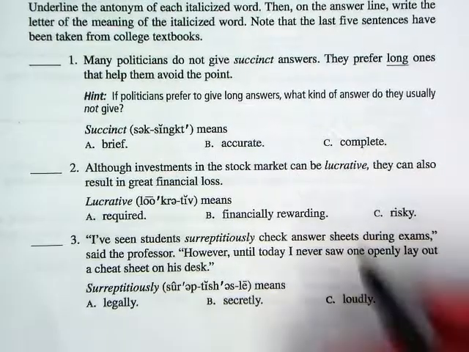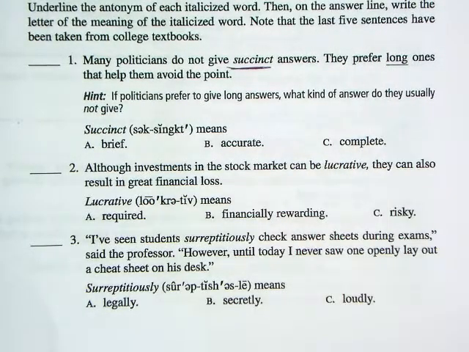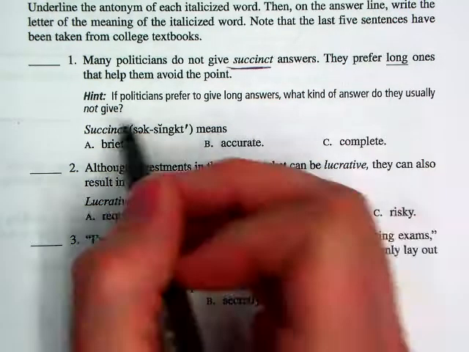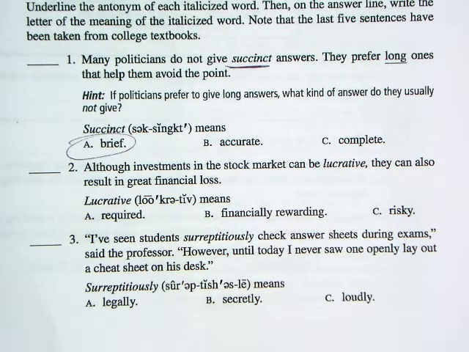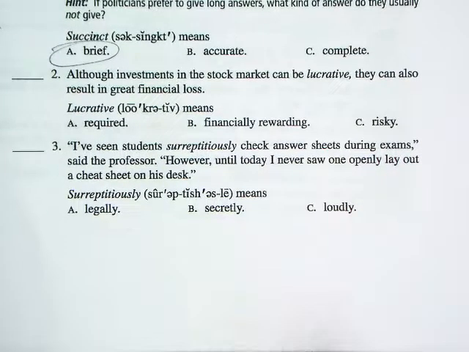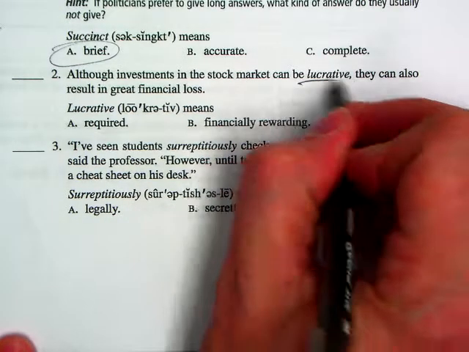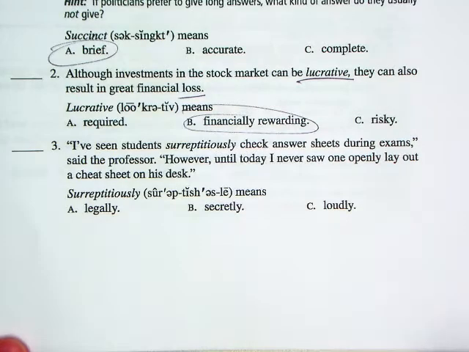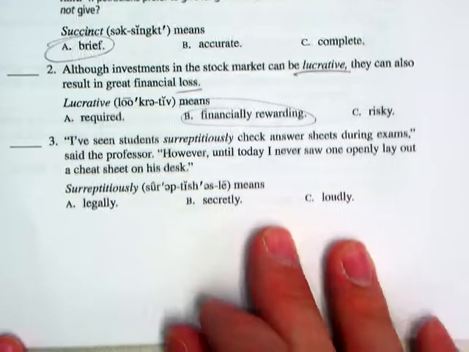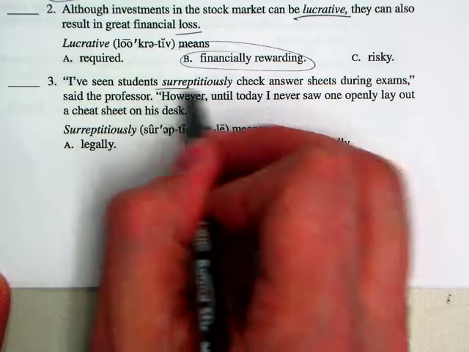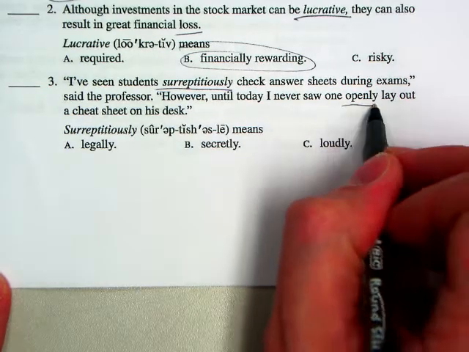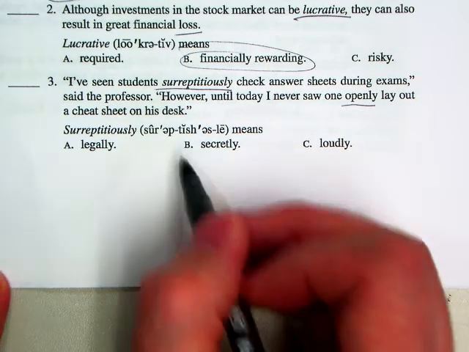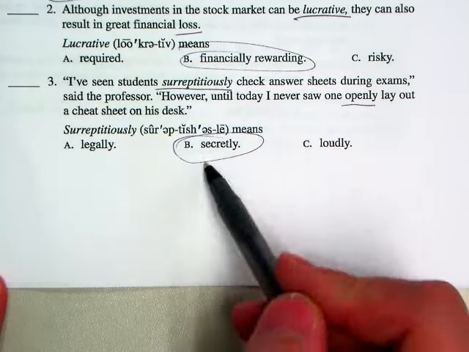Number 1, succinct and long are antonyms. They mean opposite things. Since long is the opposite of brief, that gives you a clue as to what succinct means. Number 2, although investments in the stock market can be lucrative, they can also result in great financial loss. So lucrative and loss are the antonyms. Financially rewarding was the correct definition. Number 3, surreptitiously and openly are the antonyms. So secretly is the definition, since that's the opposite of openly.